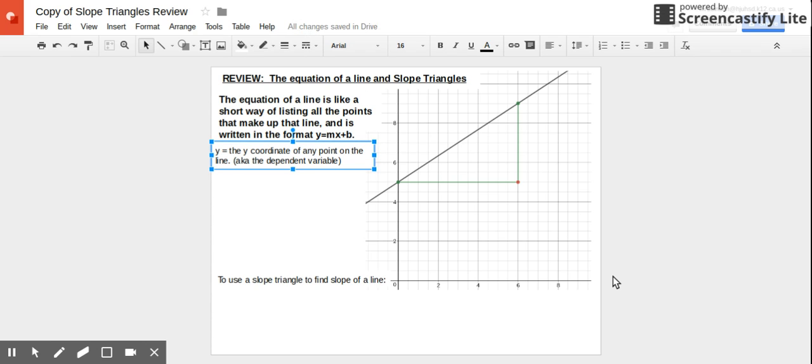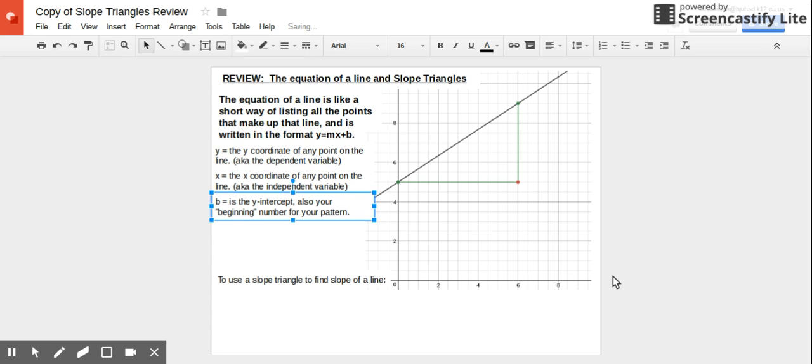The y is the y-coordinate of any point on that line. It's also known as the dependent variable. The x is the x-coordinate of any point on that line, and it's also known as the independent variable.